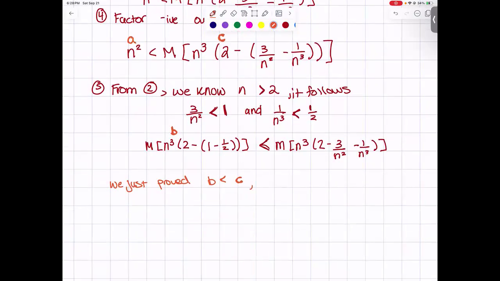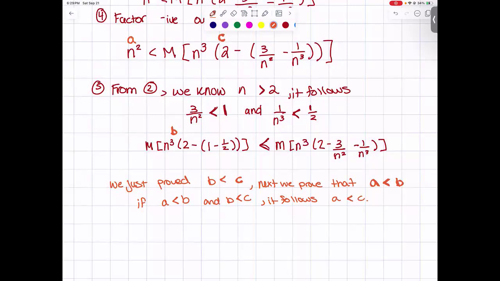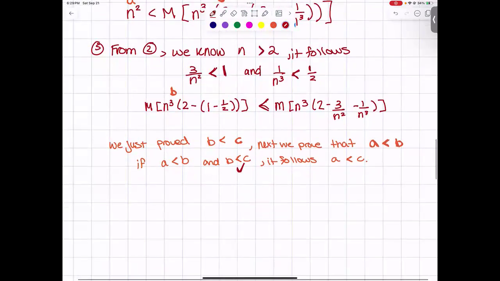So the next thing we need to do, next we prove that A is less than B. And once we do that, if A is less than B and B is less than C, it follows that A will be less than C. So let's do exactly that. We've already done this one. Yay. All right, let's look at how we figure out how to do the A less than B one.